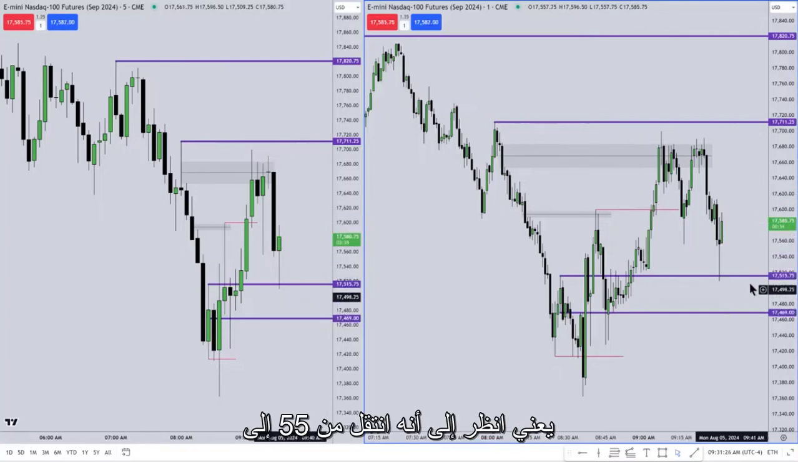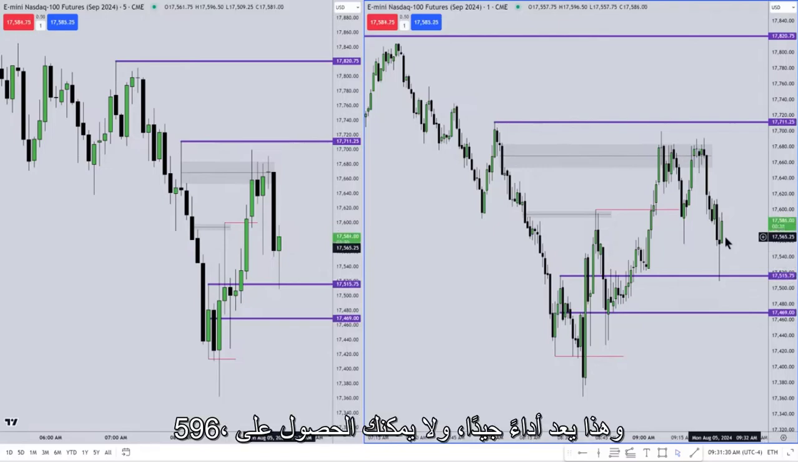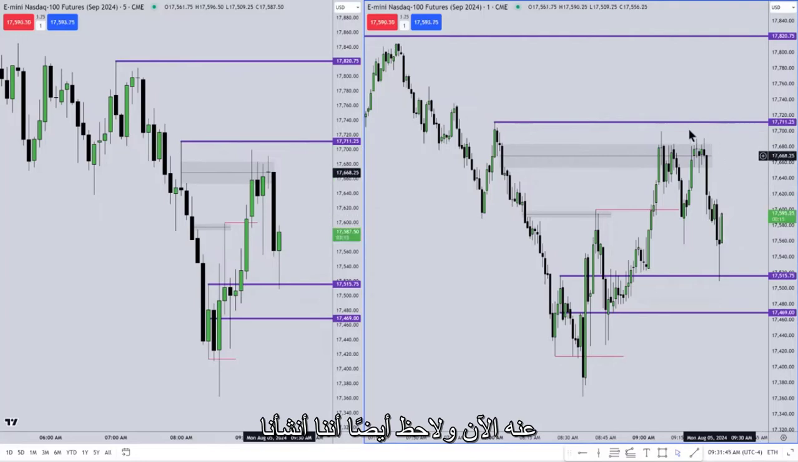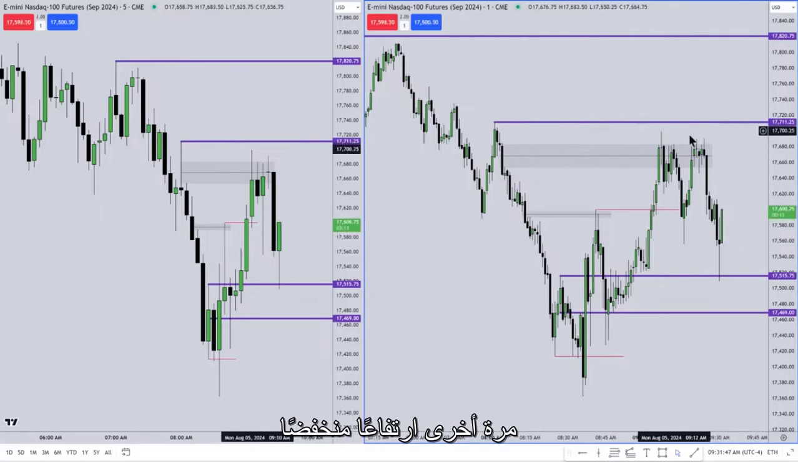I mean, look at it. It moved from 515 to what? 596. That's a good run. You can't get 20 handles out of that on a 15-second chart. You can if you know what you're looking for. Now also notice that we've created again a high, lower high.